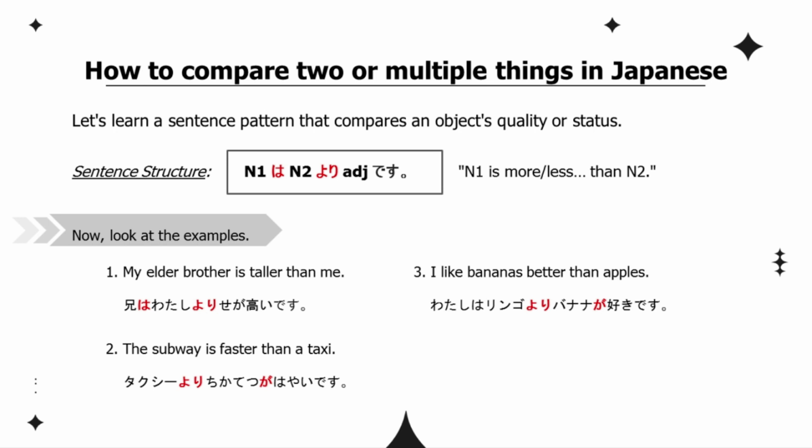N1 is more or less than N2. Now look at the examples. My elder brother is taller than me.